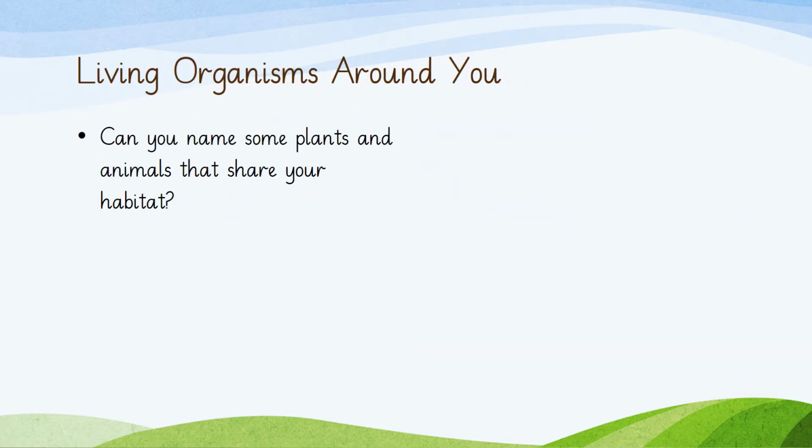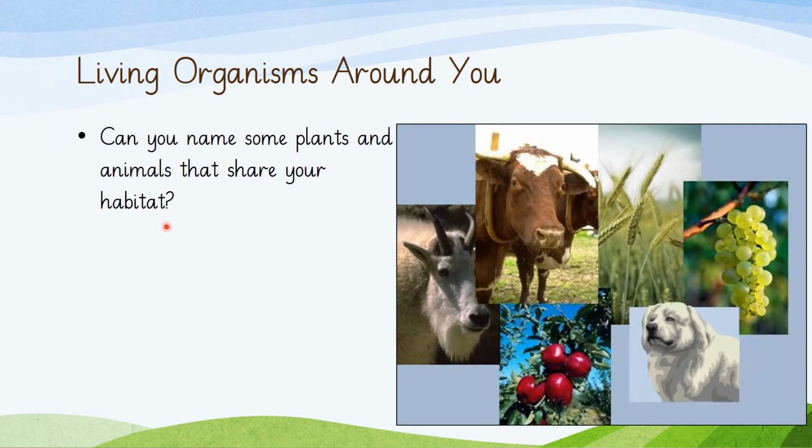Can you name some plants and animals that share your habitat? Think of some plants and animals that live in the area around you. Are these some of those animals? Goat, cow, wheat crop, grapes, dog, and tomatoes. How many of these living organisms, plants and animals live in the area nearby you?